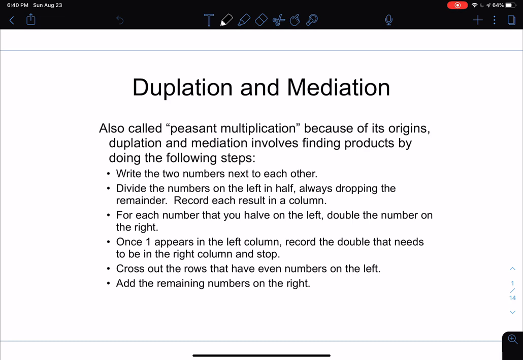So for each number that you have on the left, double the number on the right until you get down to a 1 on the left side. Any rows that have even numbers on the left, you're going to ignore. And then whatever is remaining, add up the numbers on the right. And that will give you your desired result, believe it or not.